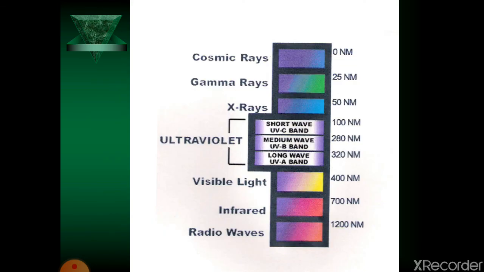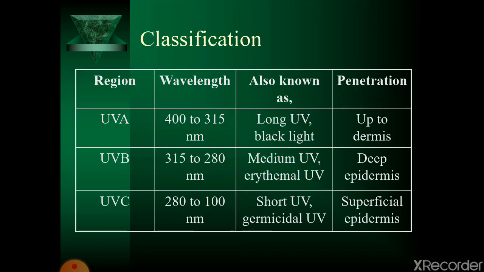Here is the diagram of UVA, UVB and UVC. This ultraviolet is divided into these three waves from 100 to 400 nanometers. Now here is the classification.